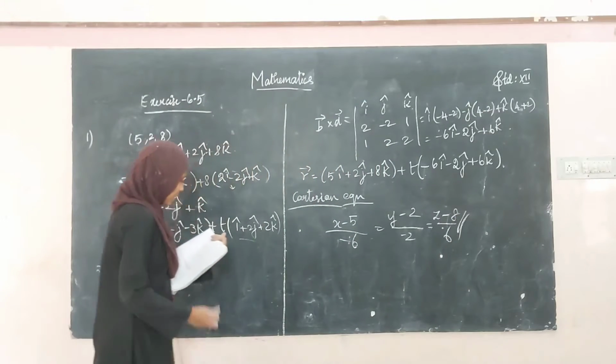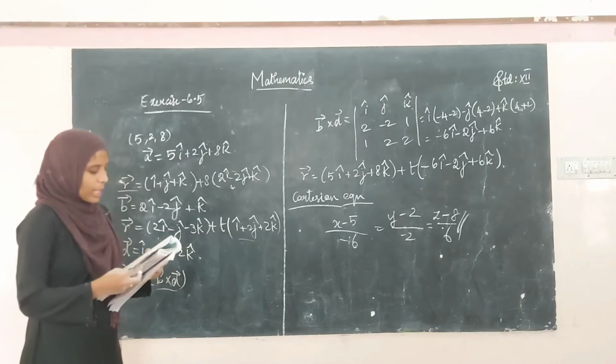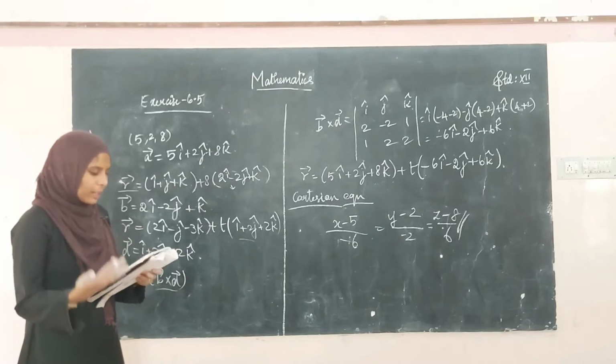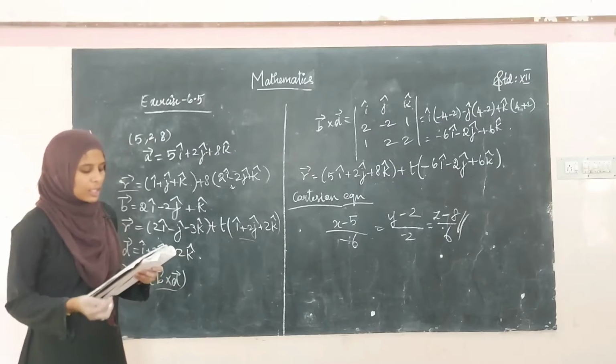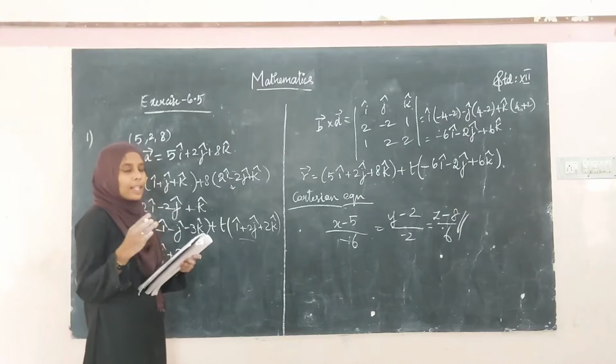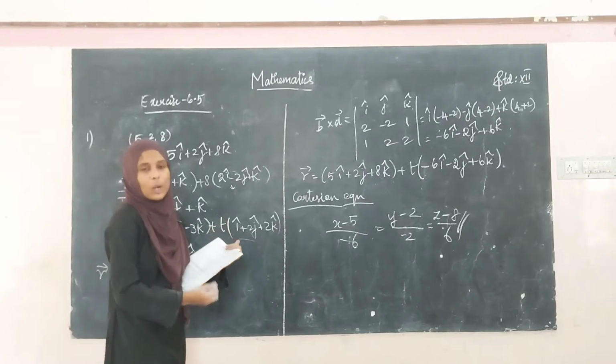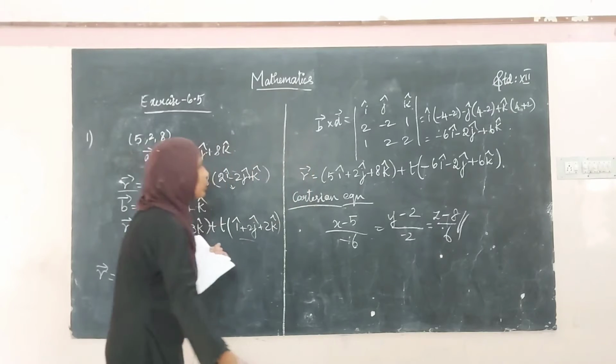Okay, see the second sum. Show that the lines, they have given two lines, are skew lines, and hence find the shortest distance between them. Skew lines means they are not parallel and they are not intersecting. The lines which are not intersecting are called skew lines. Okay.